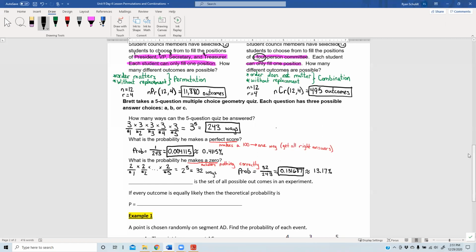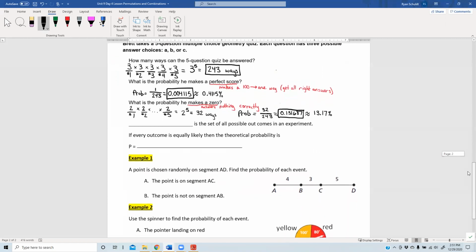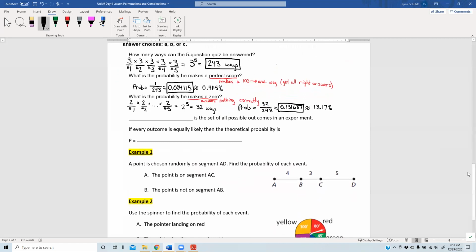Okay. So there's that one. Now on to the next set. Now we start talking about geometric probability. So before we do that though, let's say theoretical probability.